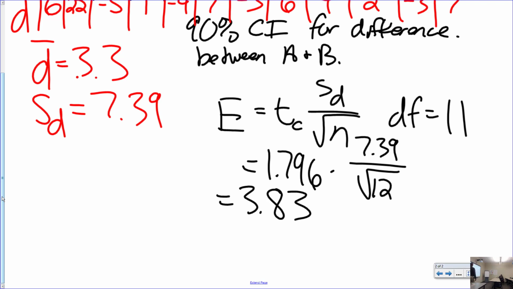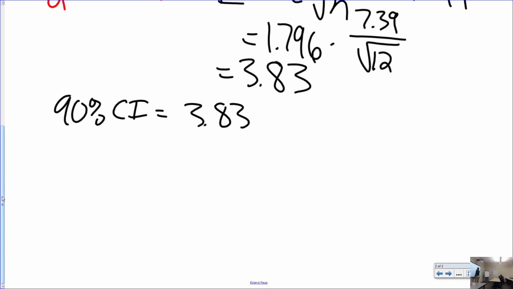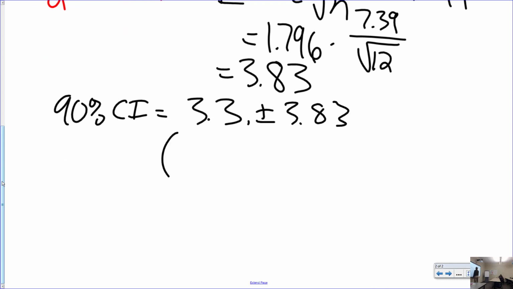Awesome. So now that we've got our E and our D bar, what is our 90% confidence interval? 3.3 plus or minus 3.83. So the low end was negative 0.53. The upper end was 7.13.